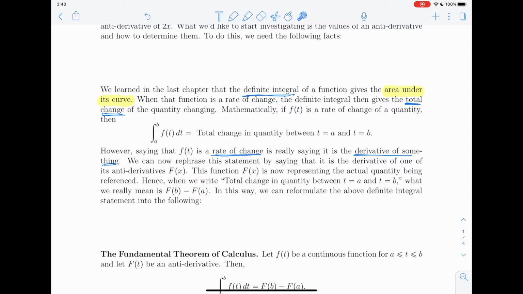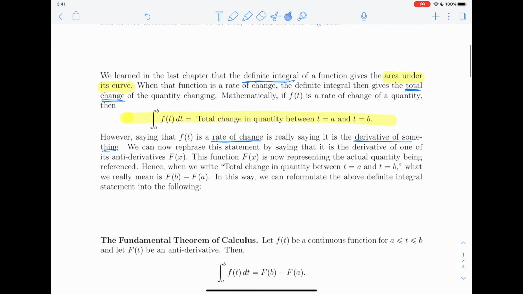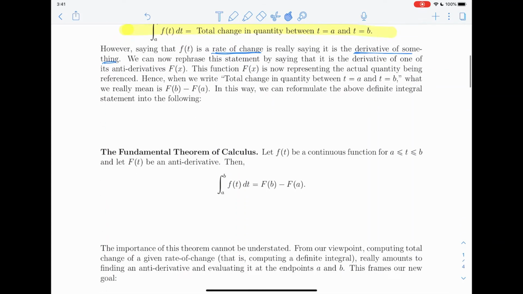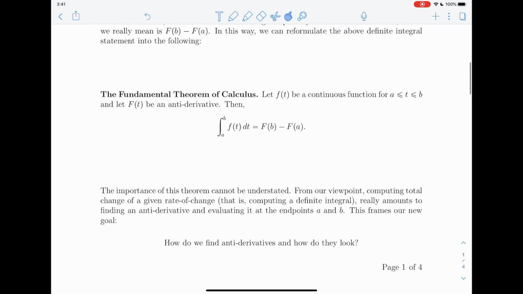And so what we're going to do now is take this statement and interpret it in terms of antiderivatives, and that'll give us one of the most important theorems in all of calculus, and it's earned its name, the Fundamental Theorem of Calculus.